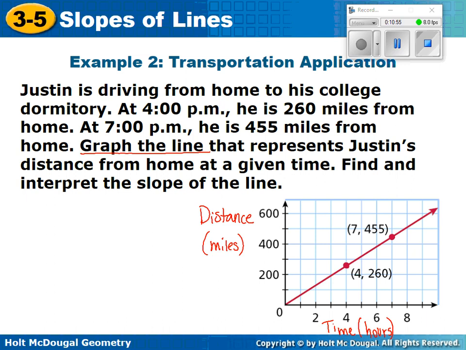Okay, from there, it says at 4 o'clock he's 260 miles from home. Which one of those two numbers represents the x value? 4 o'clock. So that's where they got the 4 and 260: 4 hours, 260 miles. And the other coordinate would be at 7 o'clock, he's 455 miles from home. Then on your homework, you would graph those two points and connect the dots.